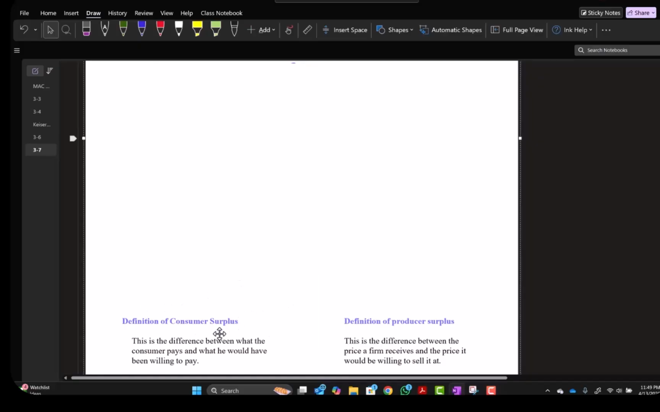Now we want to know what these two numbers mean. We got a consumer surplus of $250. That is the difference between what the consumer pays and what he would have been willing to pay. So he's saving $250. The definition of the producer surplus is the difference between the price a firm receives and the price it would be willing to sell at. The producer at equilibrium would be making $1,625 more than he expected.